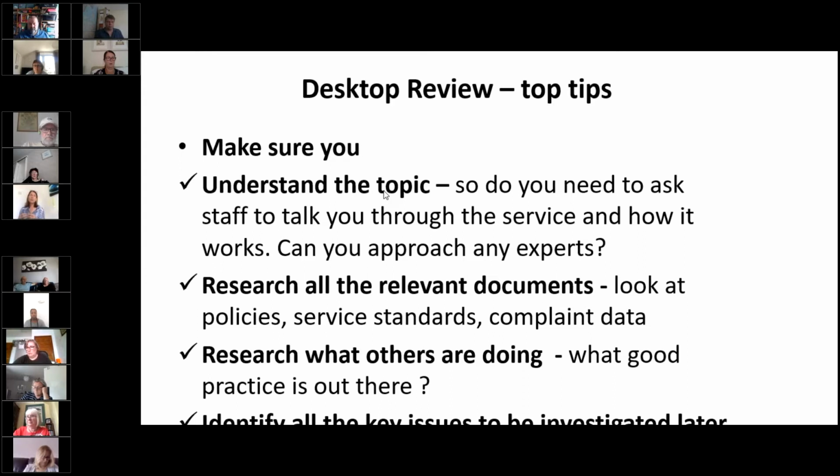So that's thinking, you know, again, if it's about repairs, what is there? You know, what service standards? What can people expect? Do we really understand how the actual service itself works? Can we get somebody in to talk us through it? Can we get that person who's responsible for booking in repairs talking to us about how it might work? Are there any experts out there? You know, maybe you want to talk to some experts.